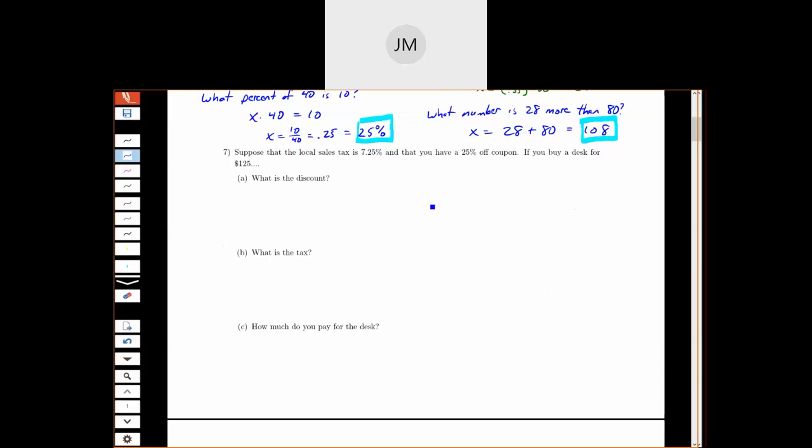All right, so let's go ahead and look at this. So the desk is $125. It's 25% off. So first I want to find 25% of 125. Right, is what? So I have a percent of is multiply, 125.